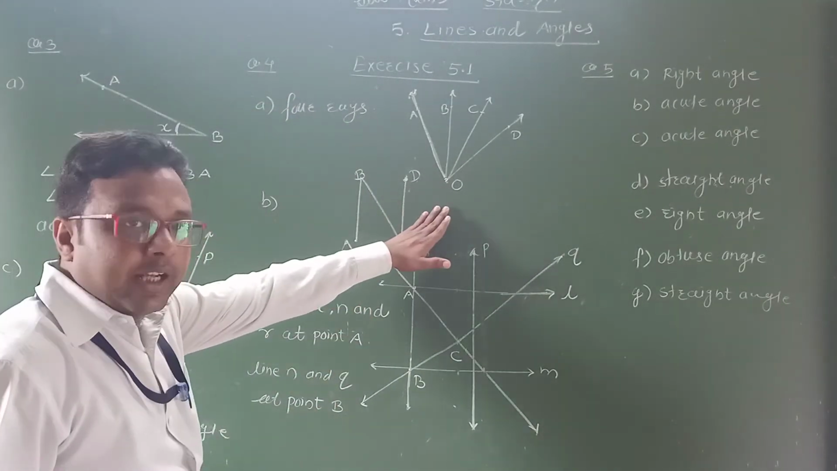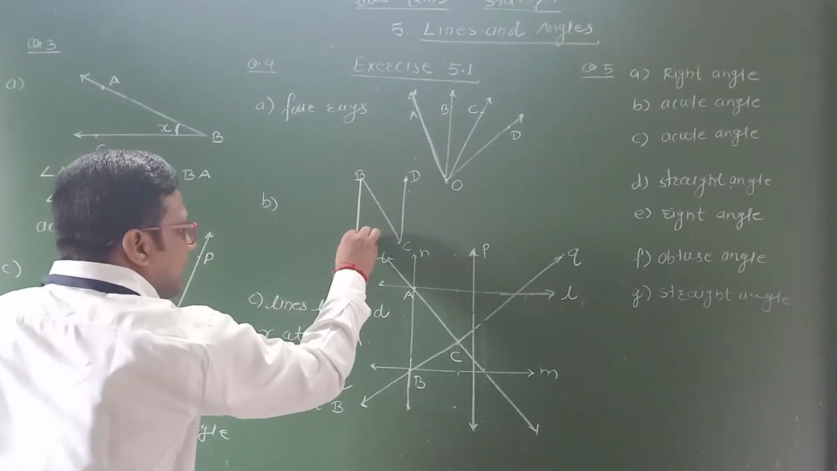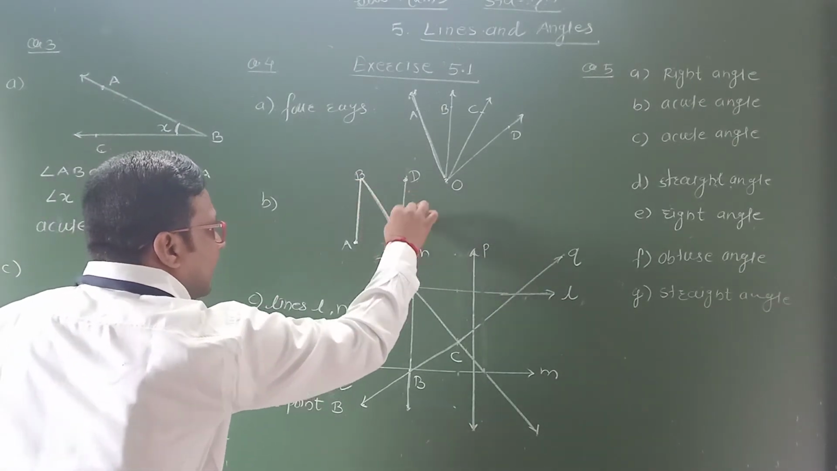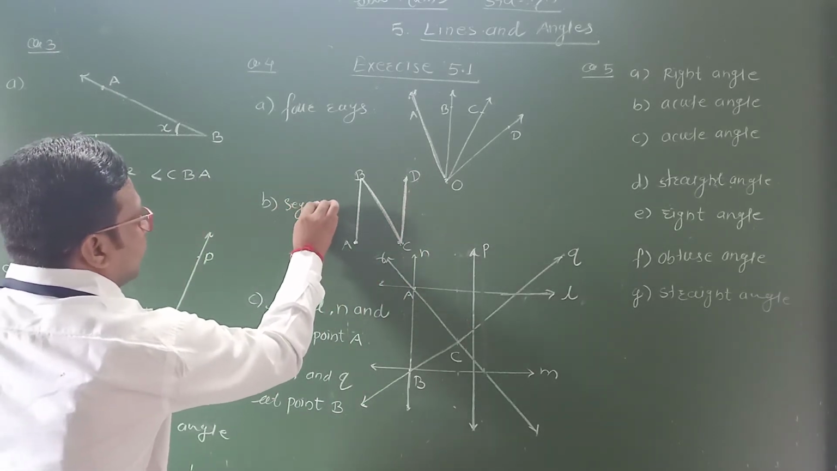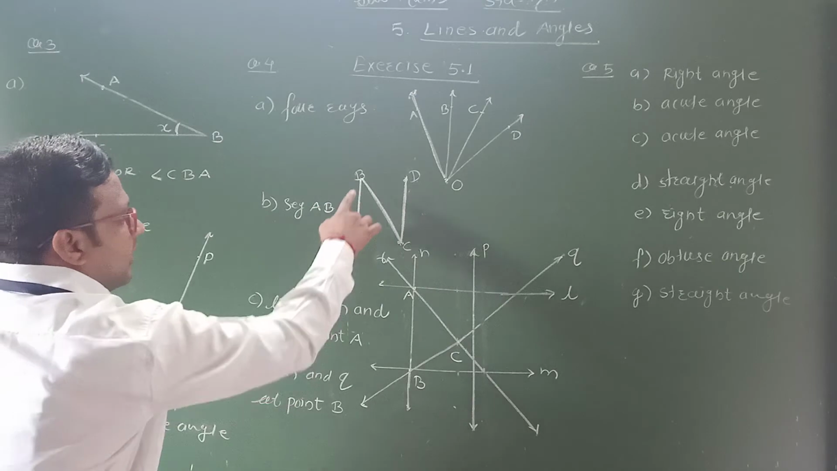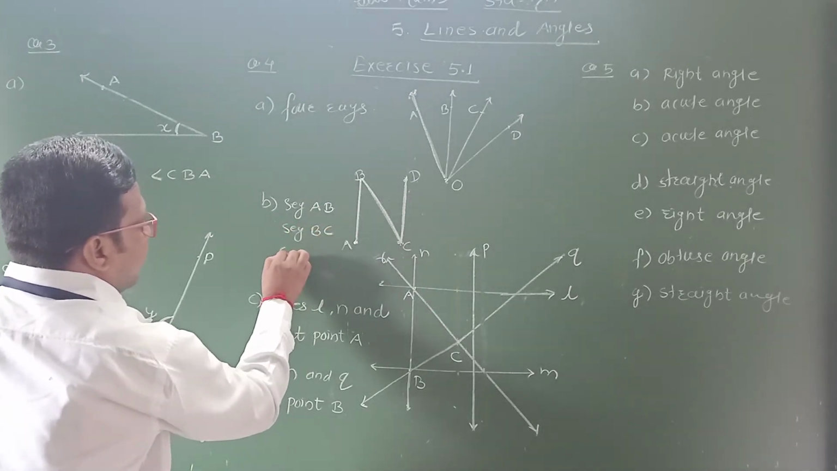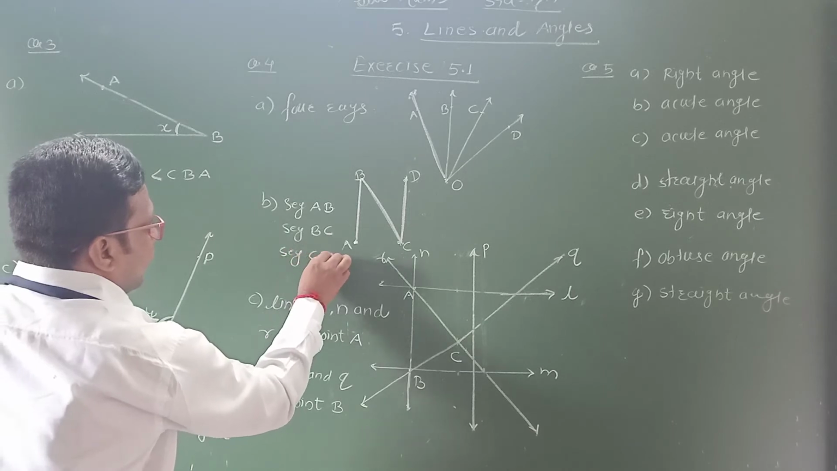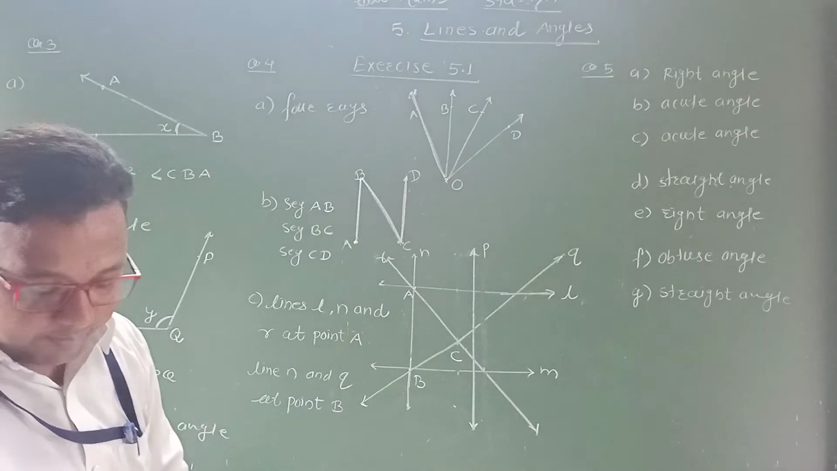Then the second question, name the line segments in figure 2. Figure 2 is given like that. This is the first line segment, the second line segment, and this is the third line segment. Then we can write segment AB, segment BC and segment CD. These three are the line segments in the given figure.